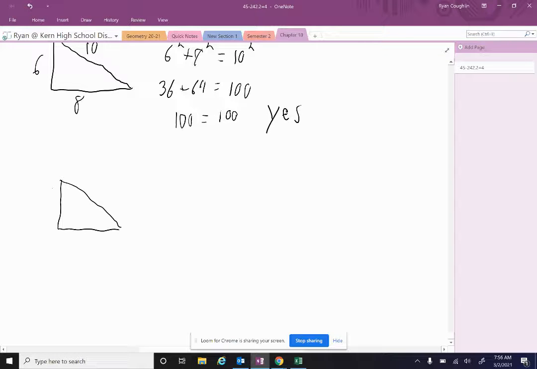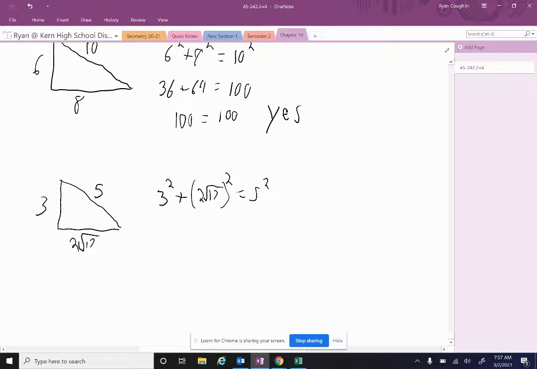Let's say this is 3. Maybe this is 2 root 17. And over here, this is, how about 5? All right, so we're going to check this one, okay? 3 squared plus 2 root 17. That's this bottom side, right? So that would be the whole thing squared equals 5 squared.